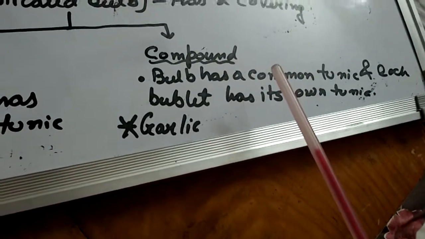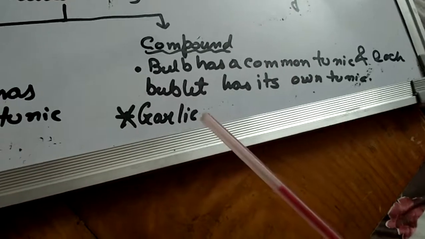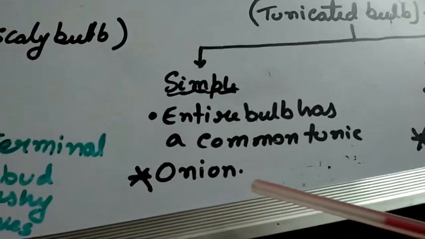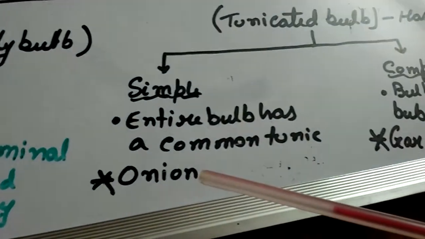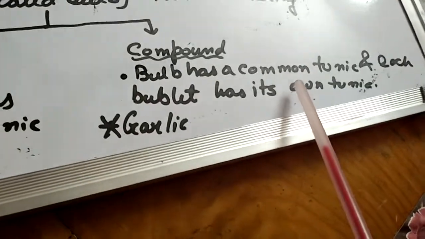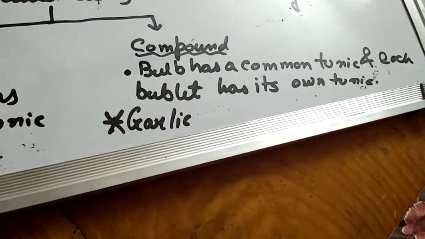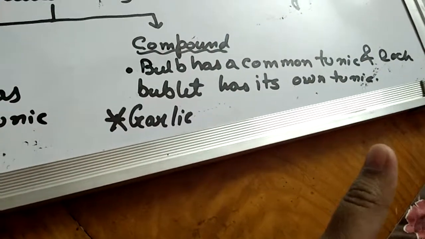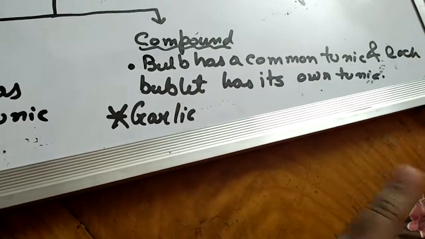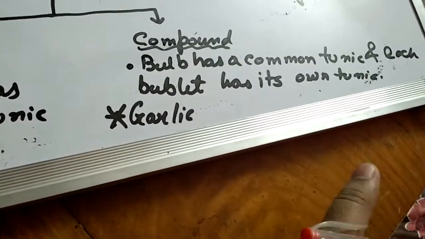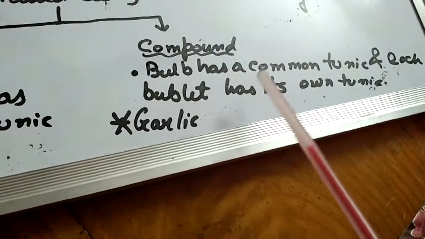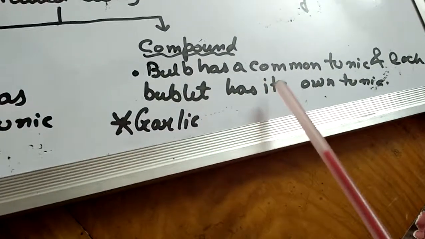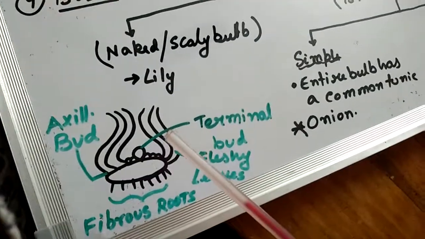So it's very difficult to peel off a garlic as compared to an onion, because an onion has a common tunic. But in case of garlic, there are many tunics, or you can say a common tunic which is surrounding the whole structure. But as soon as you take small pieces of garlic, you can observe they have their own tunic as well. So this is bulb.